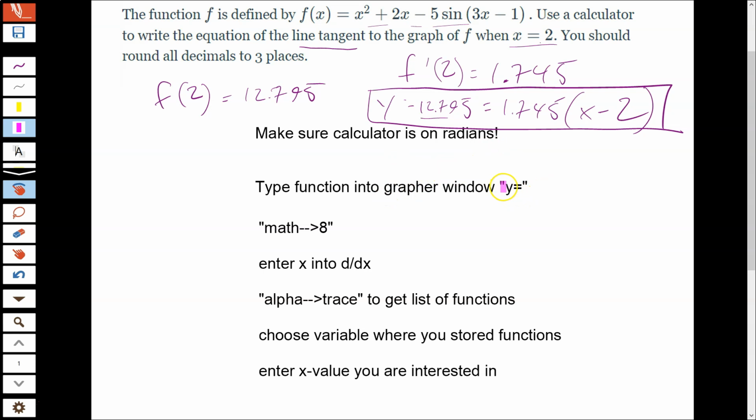So you're going to type your function into the grapher, math 8 to get the derivative operator. So everything I'm highlighting is the buttons. You're going to enter x to start, and then you're going to hit alpha trace to get that list y1, y2, y3, etc. And then you're going to choose that variable where you stored the function, probably y1, and then you're going to enter your x value. So make sure you know all these buttons. If you're not sure what I'm talking about as I run through these steps, it would be a good idea to go back and rewatch the video before you move on.